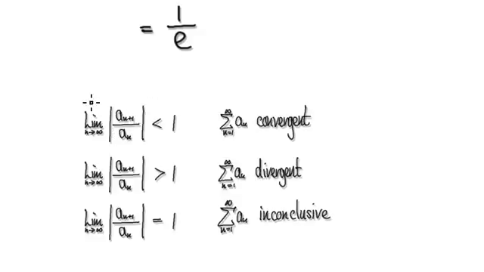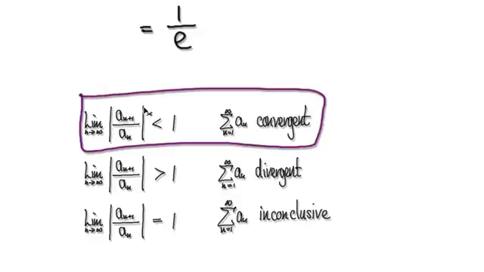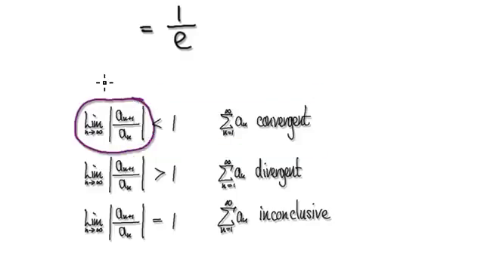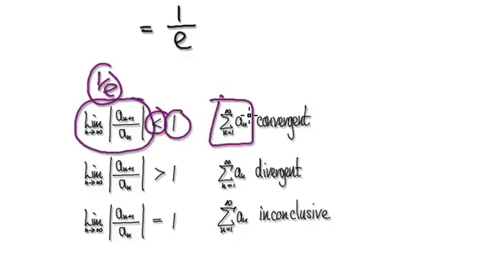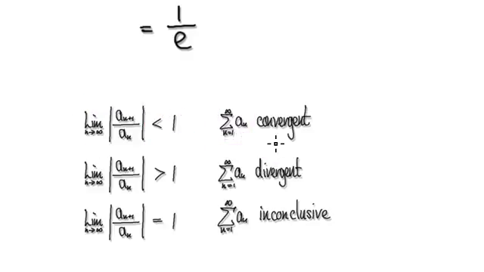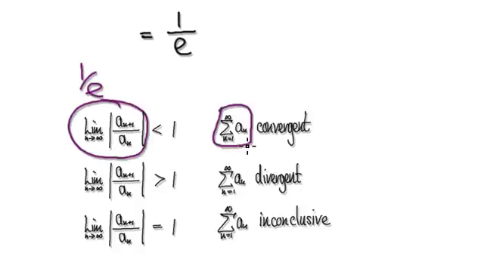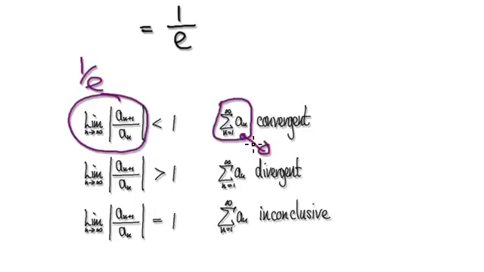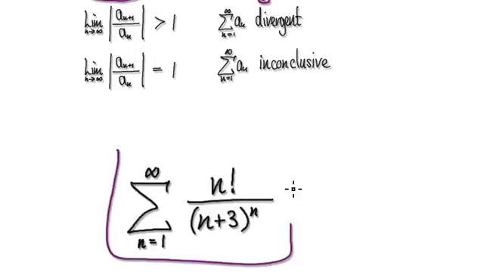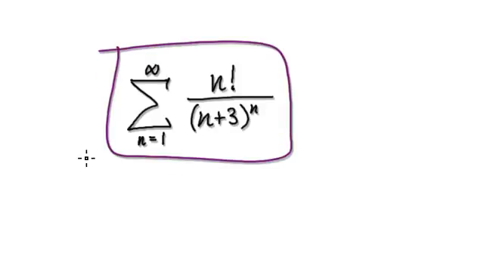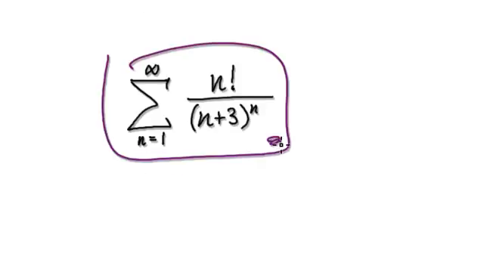Well, 1 over e is less than 1, which is this case here. The value that we've got here is 1 over e, and 1 over e is less than 1. Therefore the original series will converge. So as it turns out, because our value here is 1 over e, then we know the original series will converge. So our original series, this one here, will converge. Okay.